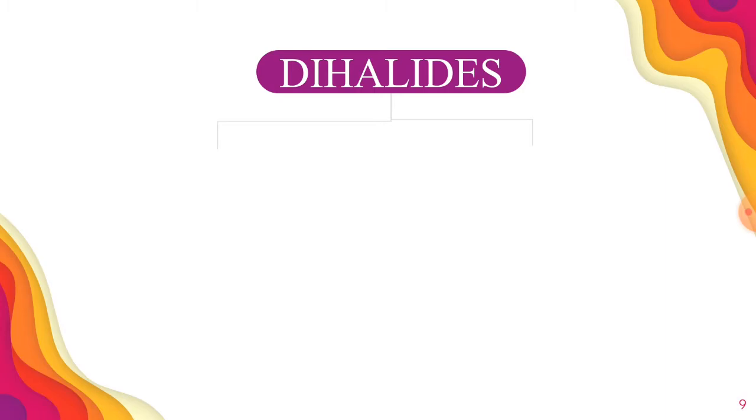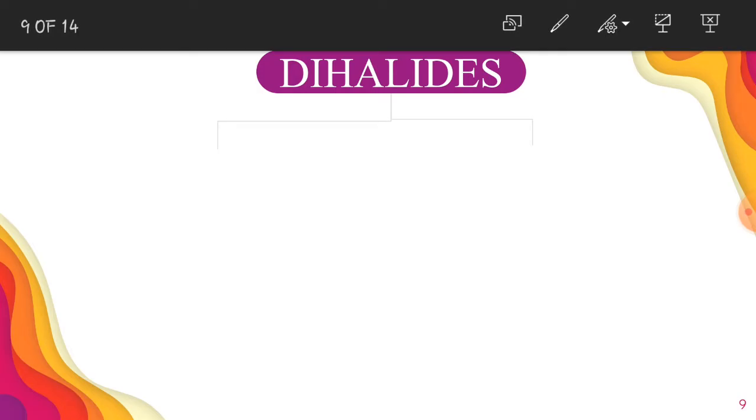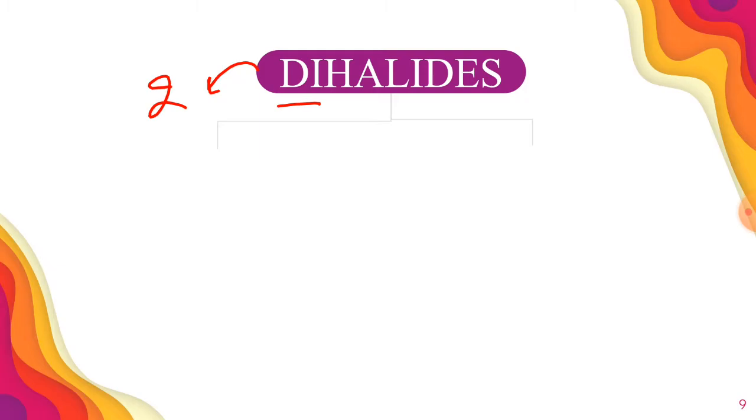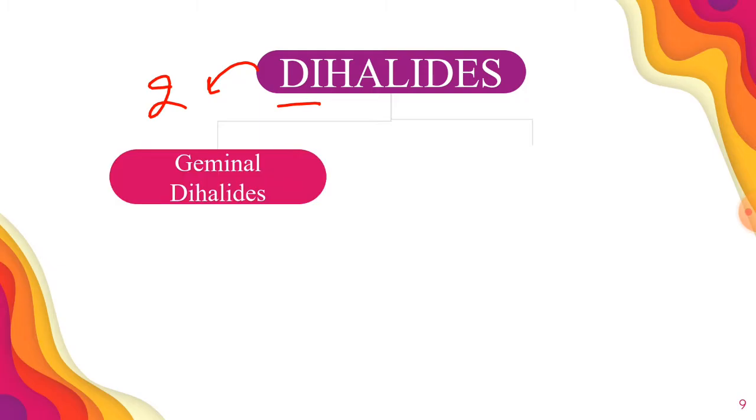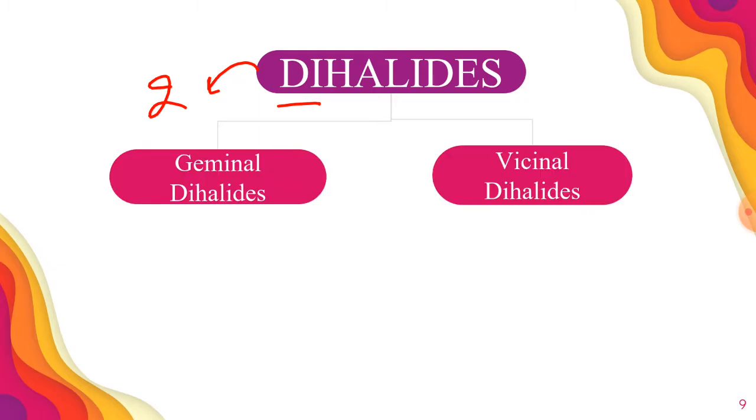Now what are dihalides? Dihalides are the organic compounds having 2 halogen atoms present in them. Di means 2. So if in any organic compound 2 halogen atoms are present, then that organic compound will be called a dihalide. These dihalides are of 2 types: geminal dihalides and vicinal dihalides.